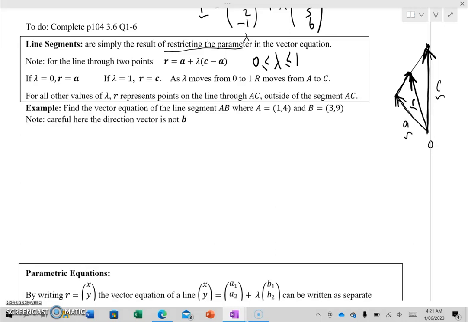So find the vector equation of line segment AB where A is equal to (1, 4) and B is equal to (3, 9). This is a 2D question, but you can still apply this to 3D. Just be careful, the direction vector is not the position vector of B. Remember, you have to do a vector subtraction of the 2 points to work out the direction vector. So here I might call the direction vector D to avoid confusion. We need a point that gets us to the line, (1, 4), and we need a direction vector, which will be the other vector minus (1, 4).